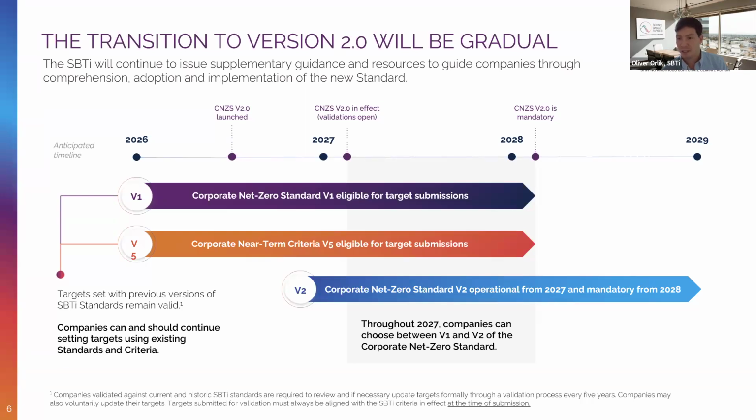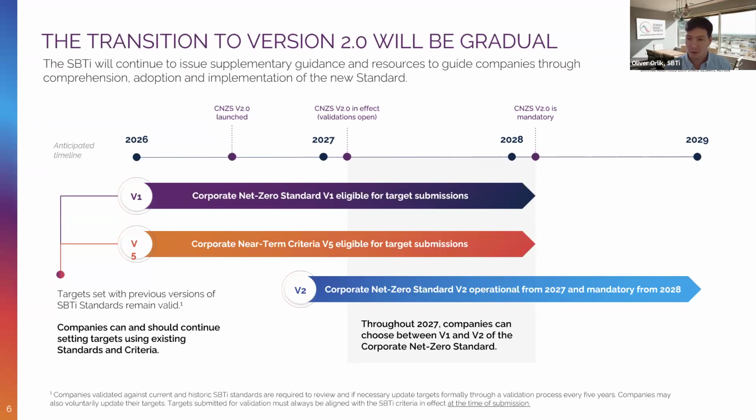And there might be reasons behind why you want to use version 1. And some of those might be you want to set a near-term target, which is 10 years into the future. Or you might want to use a baseline of data that is more historic, whereas version 2 asks you to set a baseline, which is the most recent set of data. So there might be reasons behind why you might want to choose version 1.